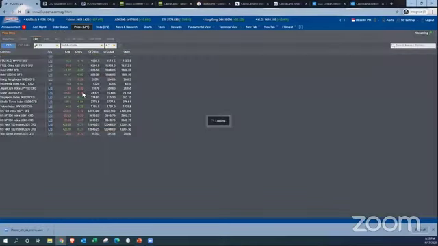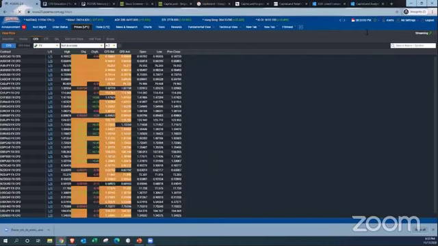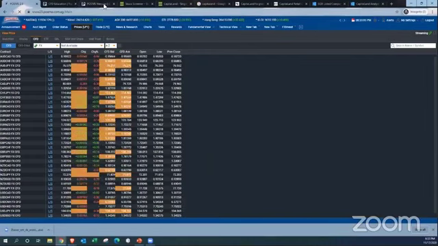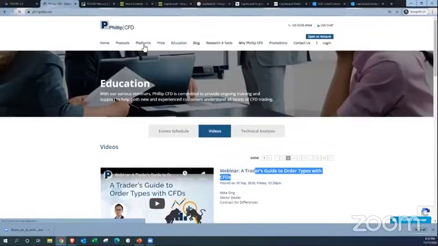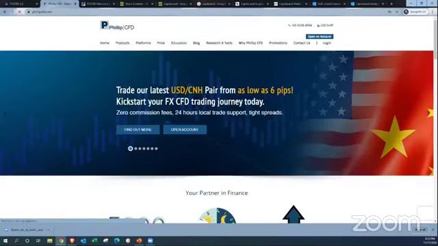FX, I can just visit FX over here. There's currently a new, I'm not sure whether you all received any information. Give me a moment. So we have this USD CNH pair, and the pip is actually as low as 6. So this is something that you can do.